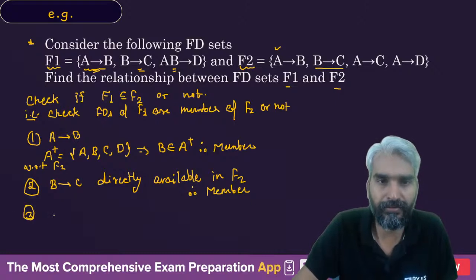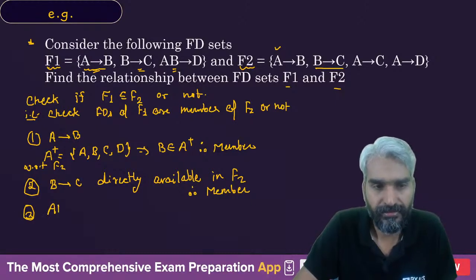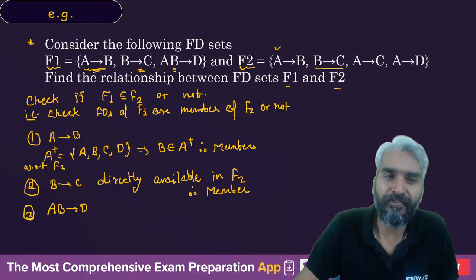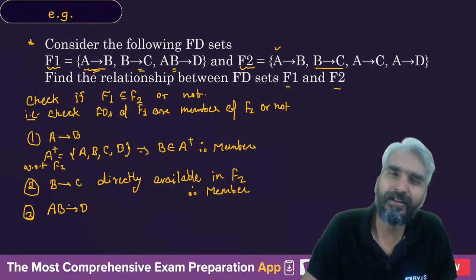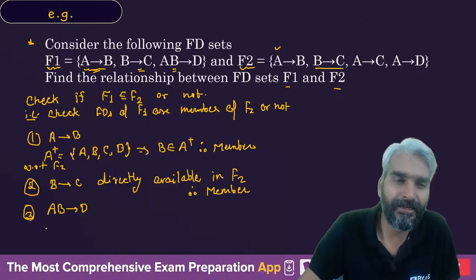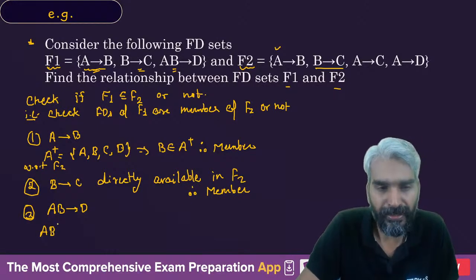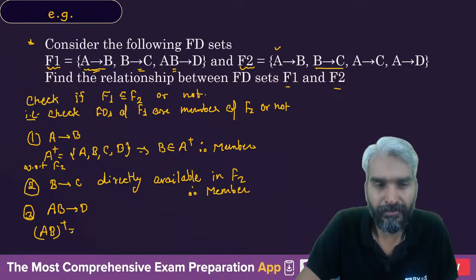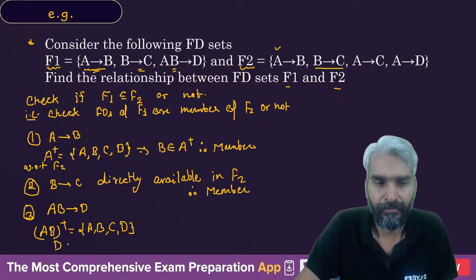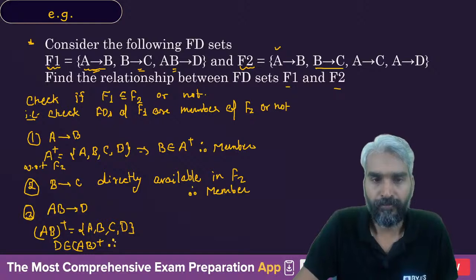What about third? Third one is AB implies D. Some of the things will be directly clear. If A closure itself contains D, then AB closure will eventually contain D. But for your happiness, I can calculate AB closure. AB closure is what? A, B. Because of B, you can calculate C, and because of A, you can calculate D. So you can actually see that D belongs to AB closure, therefore member.